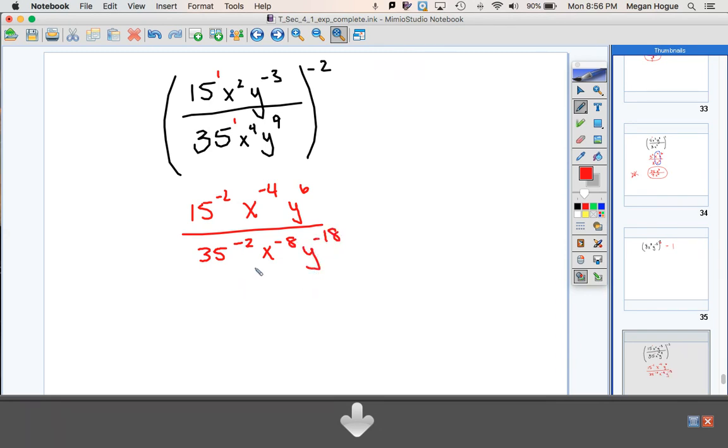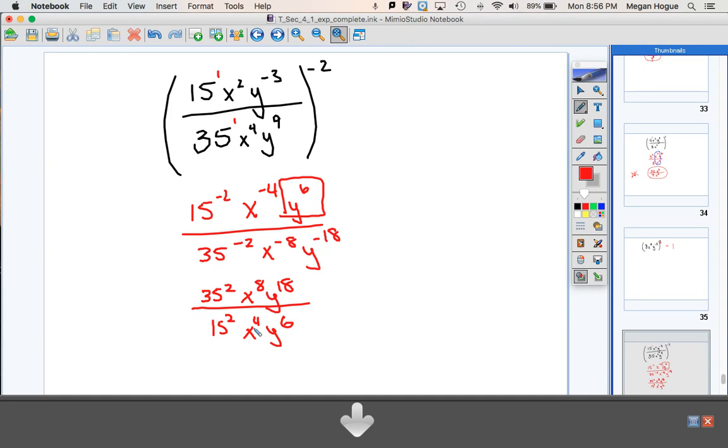You could do a couple different things here. Personally, I hate all these negative exponents, so I'm going to move everything except that one. That one's going to stay put. I'm not going to put all the arrows in there because there's too many of them. So these three get moved up to the top. 35 squared, x to the 8th, y to the 18th. That changes all the exponents to positive when I move them up. 15 squared now on the bottom, x to the 4th, and y to the 6th.